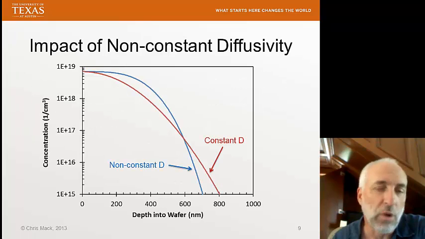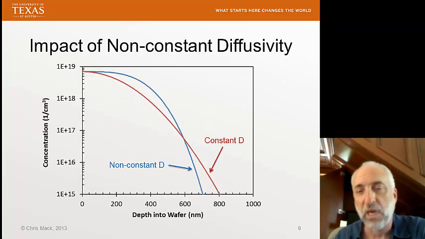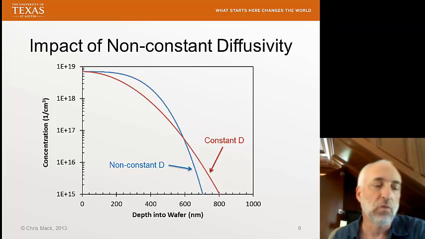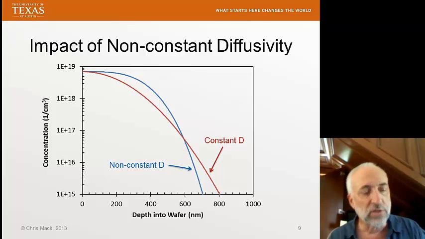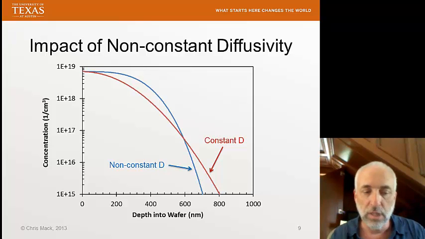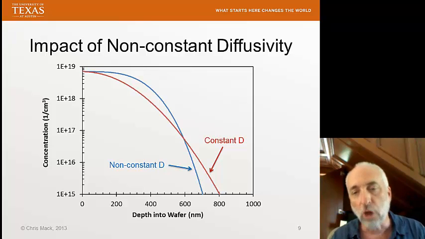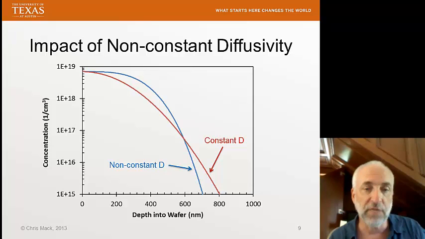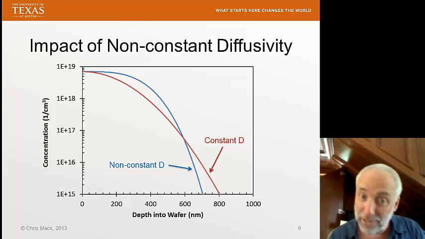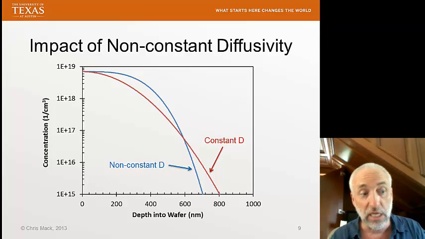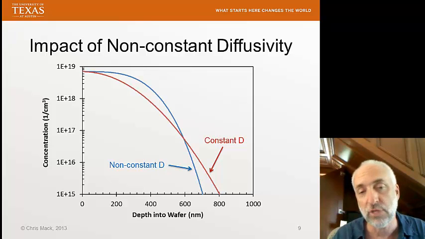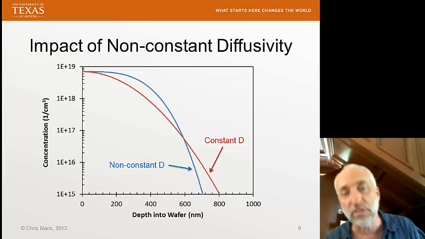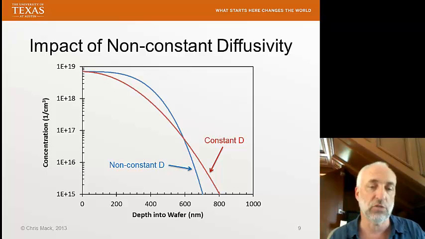What's the overall impact? We've got a lot of possible issues. We've got vacancy exchange, where the number of charged vacancies is a function of the amount of dopant. We've got electric field enhanced diffusivity. Both of these things tend to increase the diffusivity in the regions of higher concentration, and we get lower diffusivity in the regions of lower concentration.